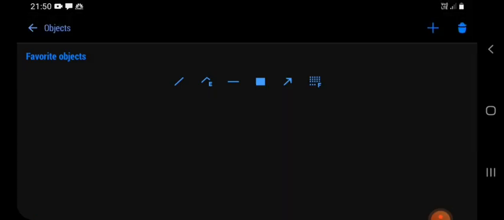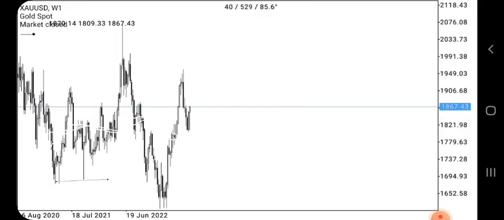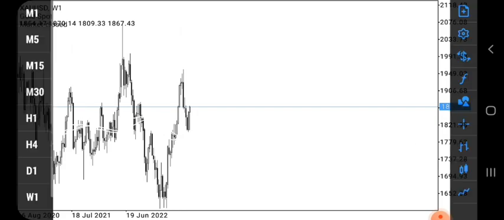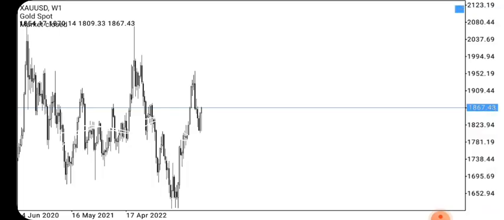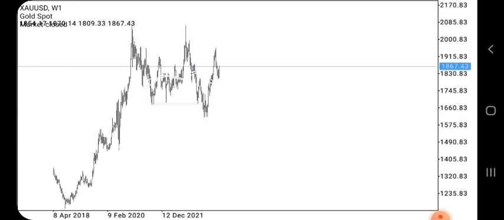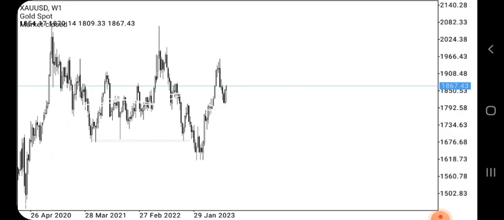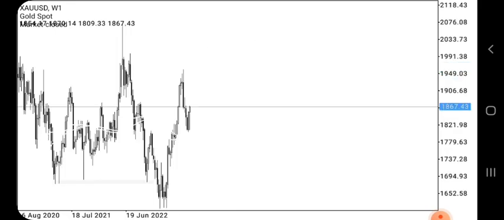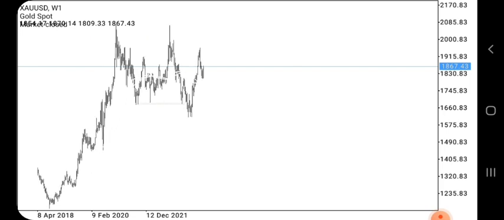You can see that at this point we have seen a breakout of this point. Gold made the breakout to the downside. I hope that makes sense. I'll just use this block to simplify my work. As you can see, we have made a breakout on gold. This proves that gold is bearish on a weekly time frame.